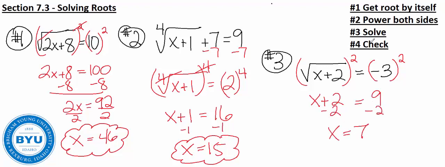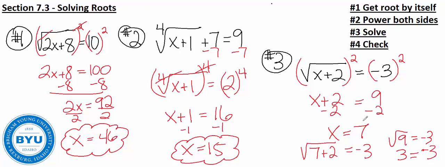Now, I'm hoping you check this one because you're going to find out something weird happens. If you plug a 7 back into the original, we would get square root of 7 plus 2 equals negative 3. And the square root of 7 plus 2, that's 9. Square root of 9 equals negative 3. That we get 3 equals negative 3. Oh, that's bad. This one is not an answer. And our answer should be no solution.